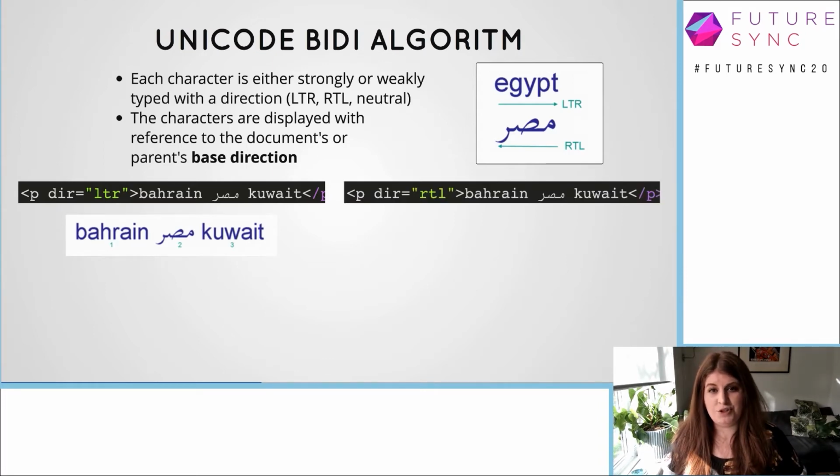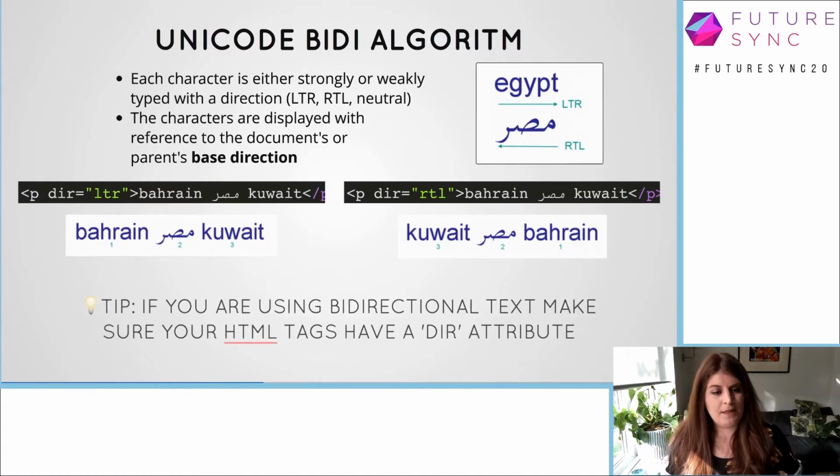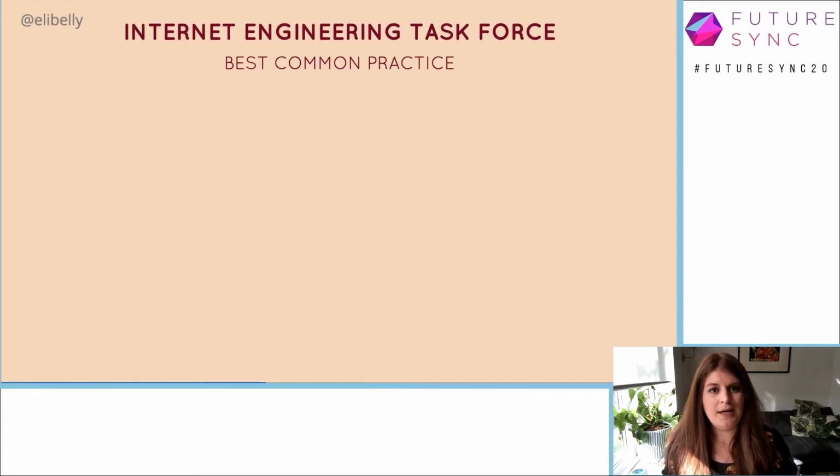Now, if you set the direction as right to left, you can have the same content, but it will be displayed from right to left. You'll notice that the English words are still displayed left to right, but the direction of the sentence changes. So here's a tip: if you are using bidirectional text, make sure that your HTML tags have a dir attribute to help out the Unicode algorithm display your text.